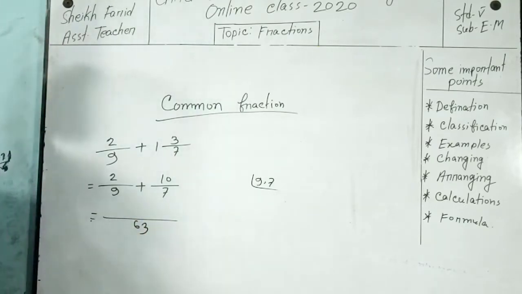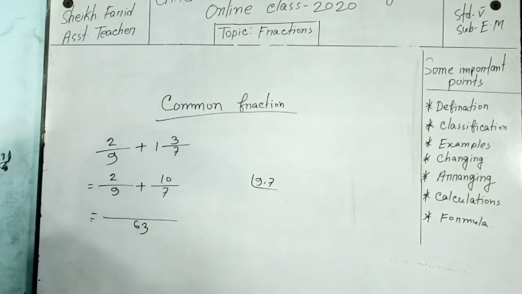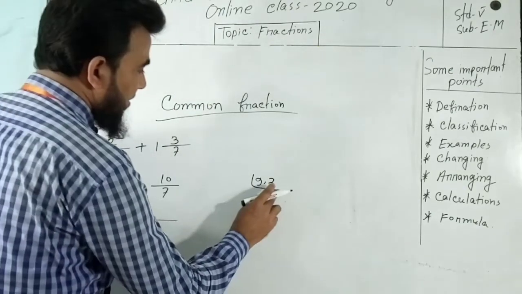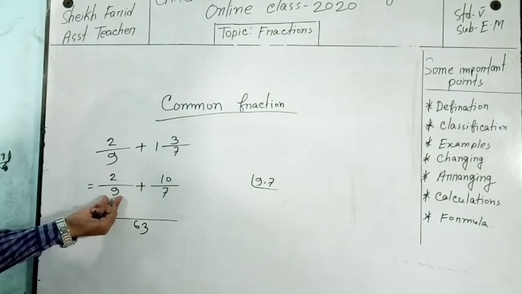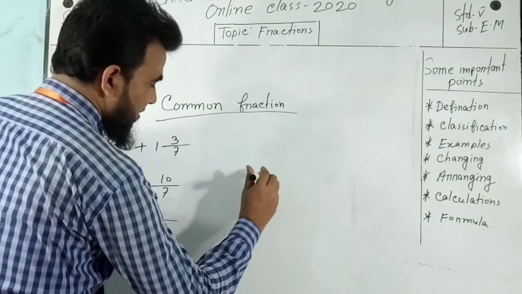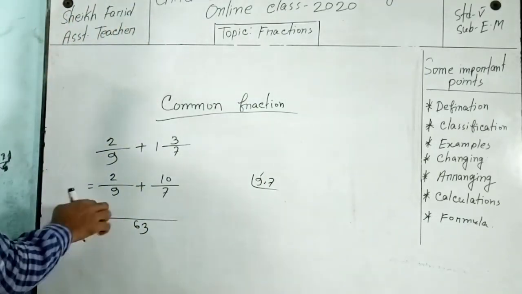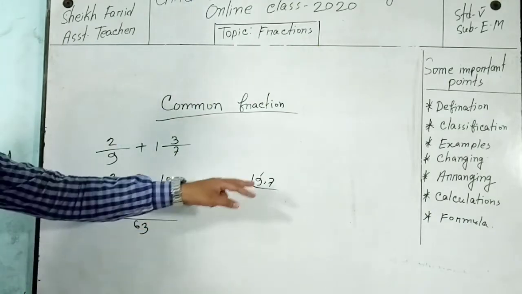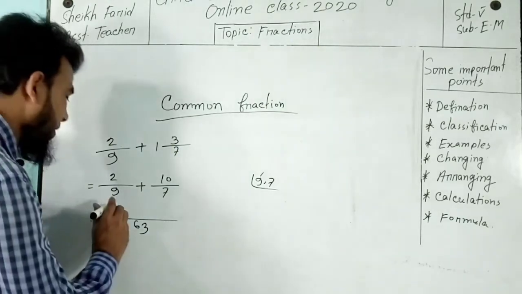Now if you divide 63 by 9, what will it be? This is a technique here. Look, there was only 2 as the numerator, and here the denominator is 9. If you divide 63 by 9, you will get 7. So here the answer will be 7, and if we multiply 7 with 2, it will be 14.